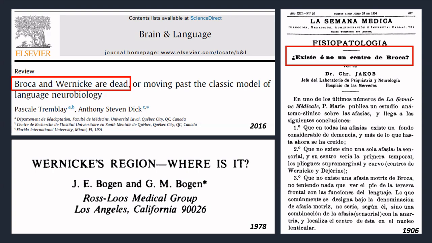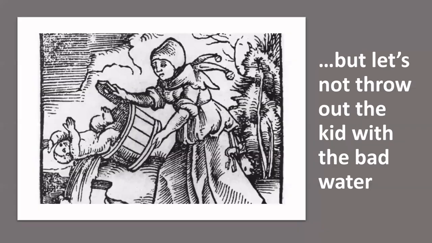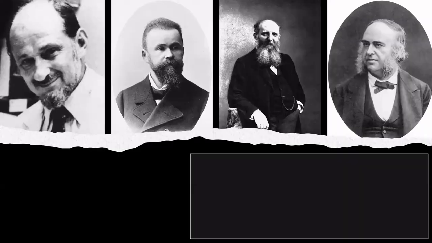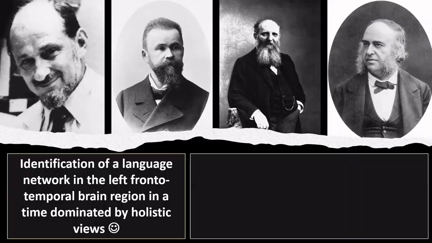It has always been clear that the model is a bit flawed, is not completely correct, but it's beautiful, I have to say. So let's not throw out the baby with the bathwater, as they say. What is correct, I believe, is that these guys identified a language network. They didn't immediately call it a network, but they basically identified a language network in the left frontotemporal brain region.